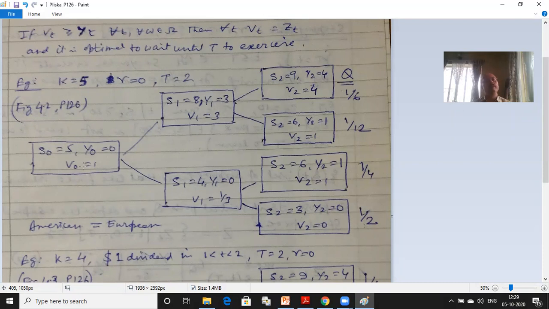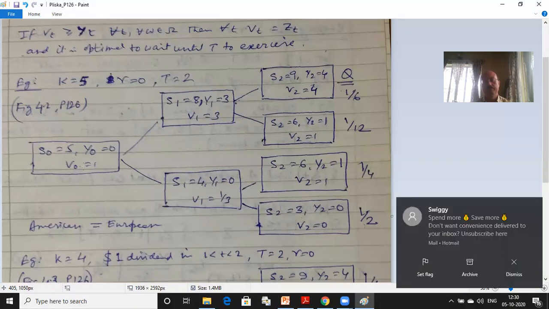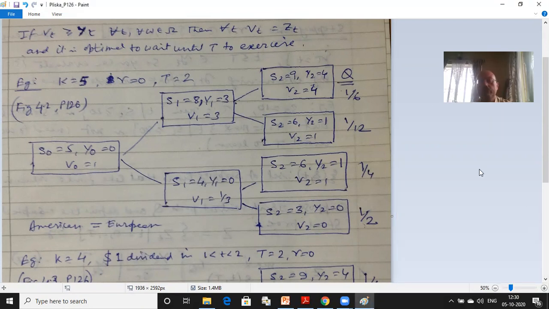So if I look at this whole picture, I will see that V is everywhere at least as good as Y, which means Z will be equal to V. So American will be equal to European. So I do not gain by early exercise. So the price of the American call will be same as the European call. So is this clear? Is this clear to all of you?